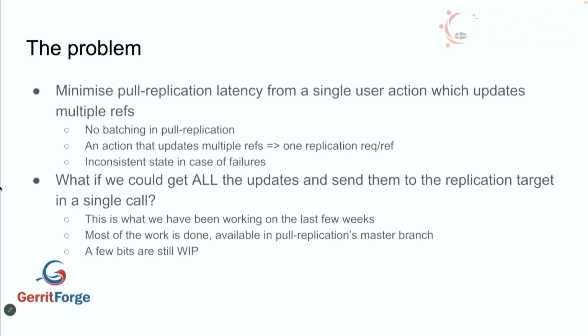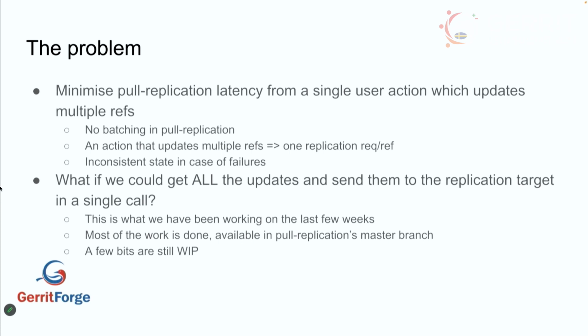And generally speaking, the concept of batching is not present in pull replication, in the sense that essentially every ref is processed individually. And that is a little bit suboptimal, because if you have an action that updates multiple refs, then you're going to have one request per reference. And as Marcin previously mentioned, this can also lead to an inconsistent state.